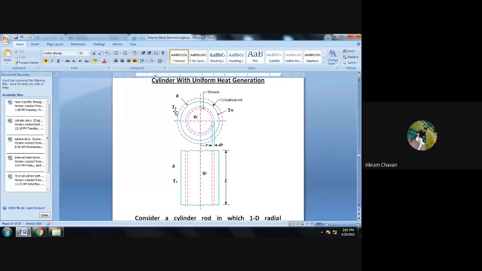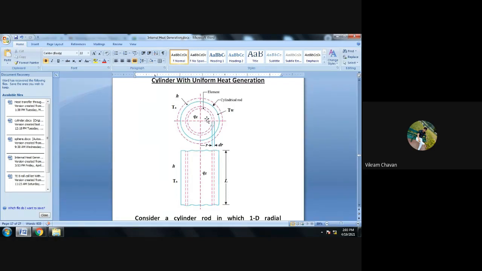T suffix A is the air temperature, and the heat transfer coefficient between the rod surface and the external environment is H. Now this rod is generating heat q suffix G, that is the amount of heat generated per unit volume per unit time. Small q suffix G is the amount of heat generated by the rod per unit volume per unit time.